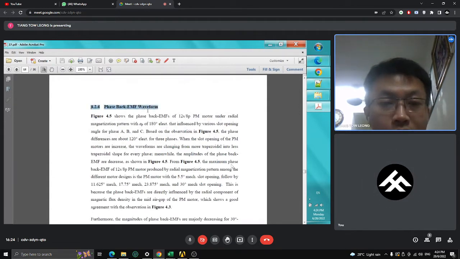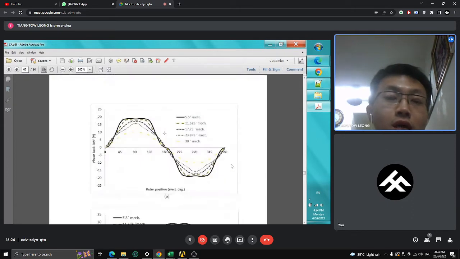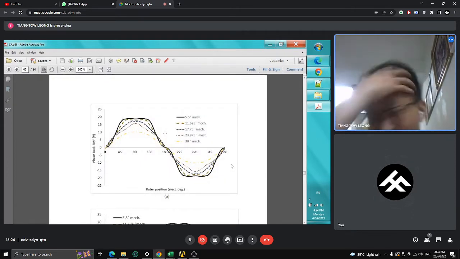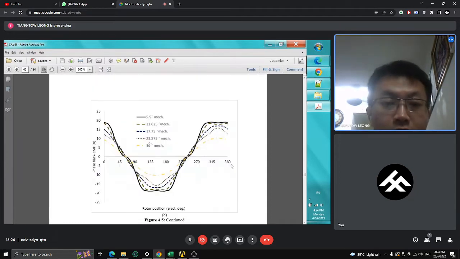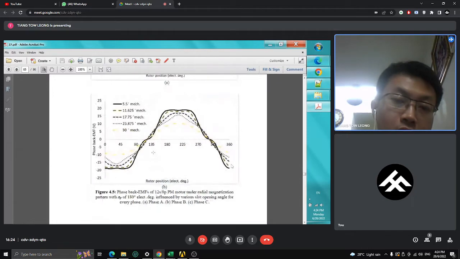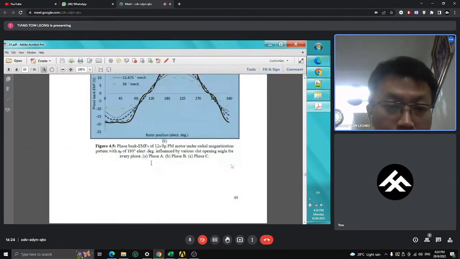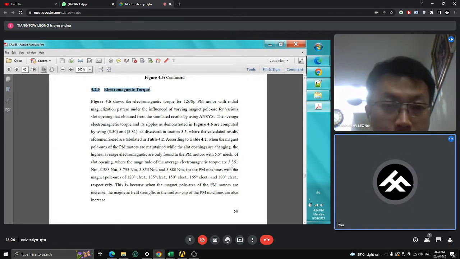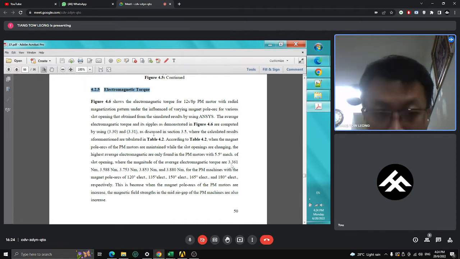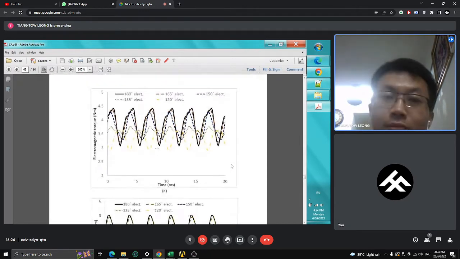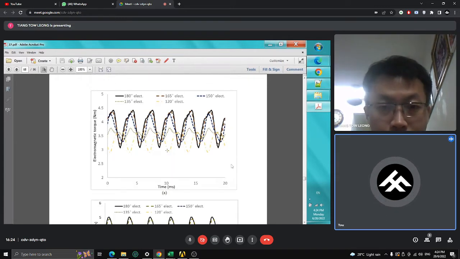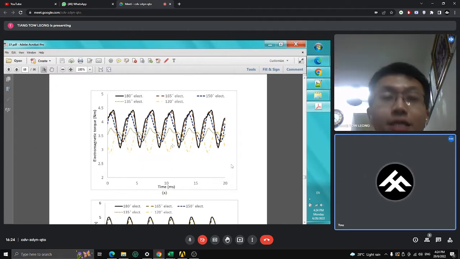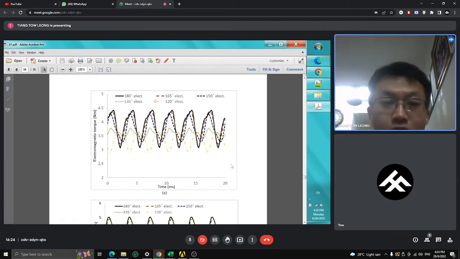Then section 4.2.4, phase back EMF waveform. Yours must also be included. There are 3 phases: phase A, phase B and phase C. Figure 4.5 is included too. Then section 4.2.5, electromagnetic field, also included. This one definitely must be included. So figure 4.6 is included. Mine will have 13 of these, 120 until 180, right? Yes, correct. Everything must be included.